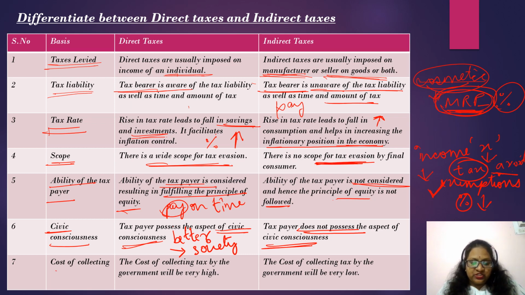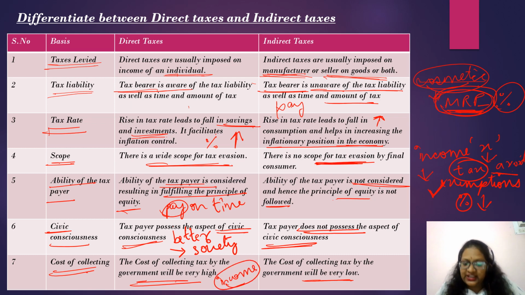Now next comes the cost of collecting. In direct taxes, the cost of collecting by the government will be very high, but the cost of collecting in indirect taxes would be very low. Now here the tax is calculated on a person's income, and it's individually calculated, so the cost would be high. Here the tax is calculated on the whole of the product, so the cost would be a little low when compared to the direct tax.